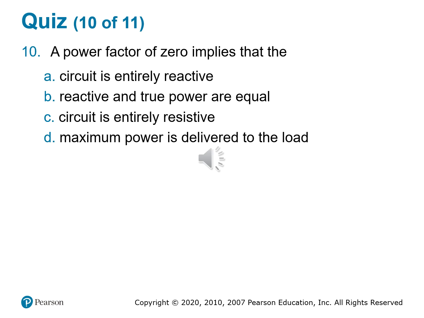Question number 10. A power factor of 0 implies that the what? A, circuit is entirely reactive. B, reactive and true power are equal. C, circuit is entirely resistive. Or D, maximum power is delivered to the load. Go ahead and pause the video now. Okay, if you returned, the correct answer is A, circuit is entirely reactive.